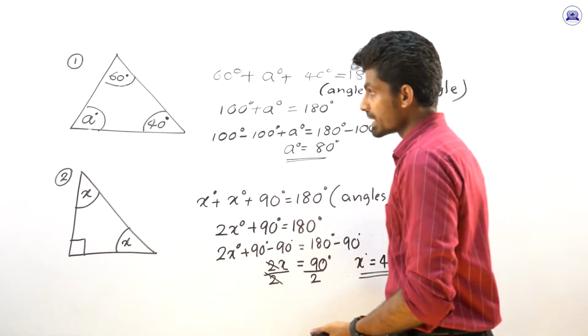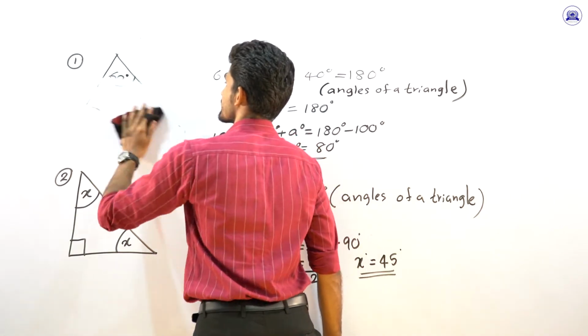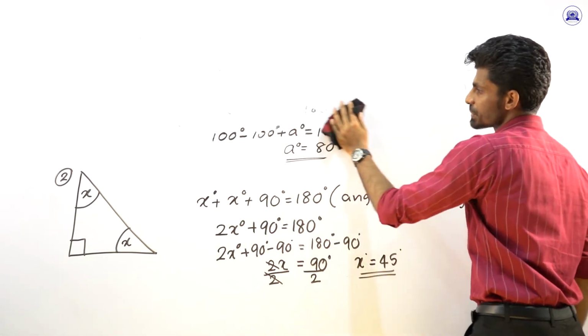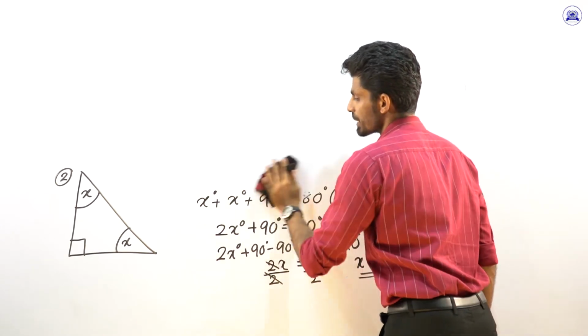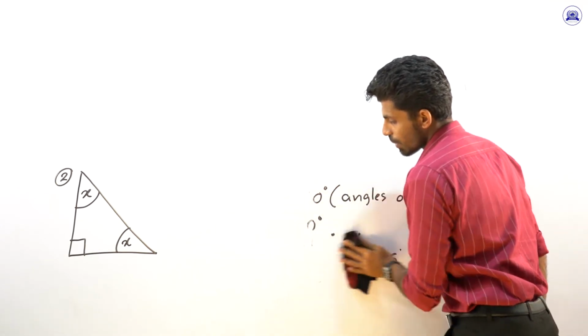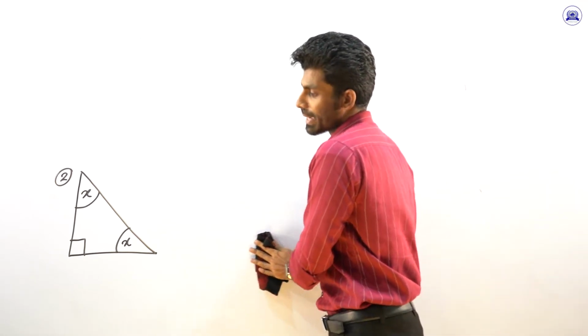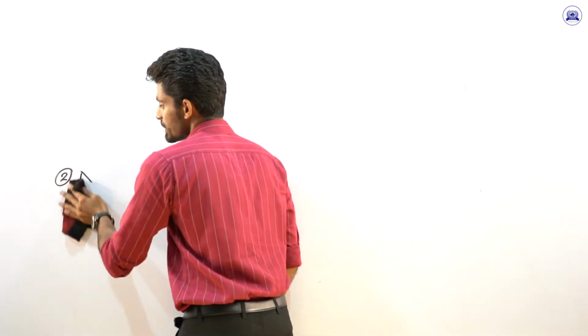I'm moving to the third question. In the third question, I will take an obtuse triangle. Give me one minute. It doesn't matter whether it is an equilateral triangle, an isosceles triangle or an obtuse triangle. You need to consider that the summation of all three angles should equal 180.